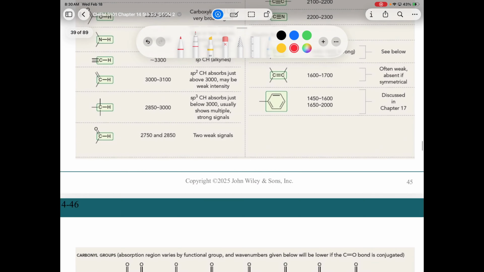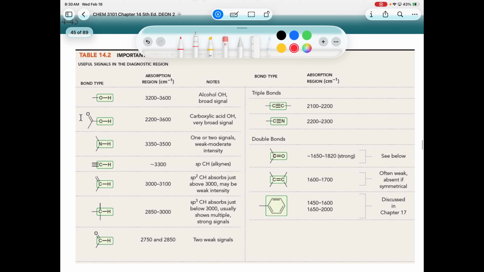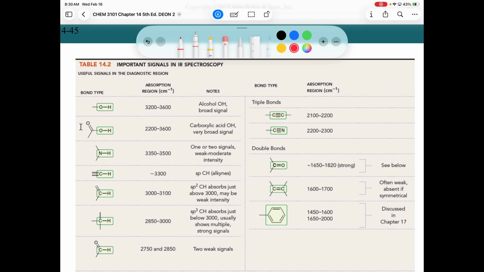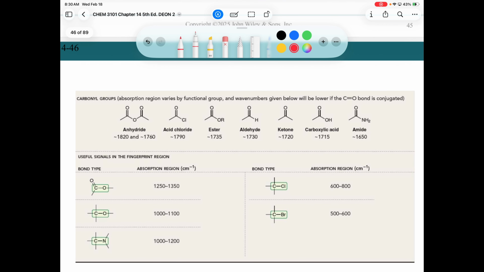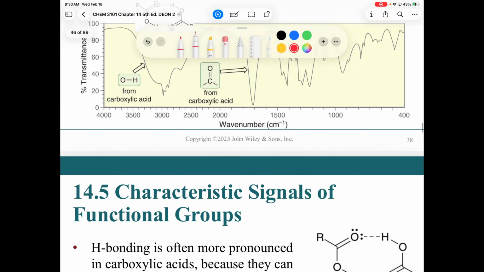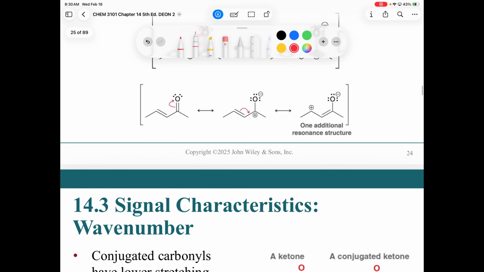Here it is. This is the handout. This is table 14.2. I highly suggest you try to memorize as many of these absorbances as you can. In Table 14.2, there are all these ones here and all these ones here, and we're going to go over them in a little bit, so don't stress about it too much yet.